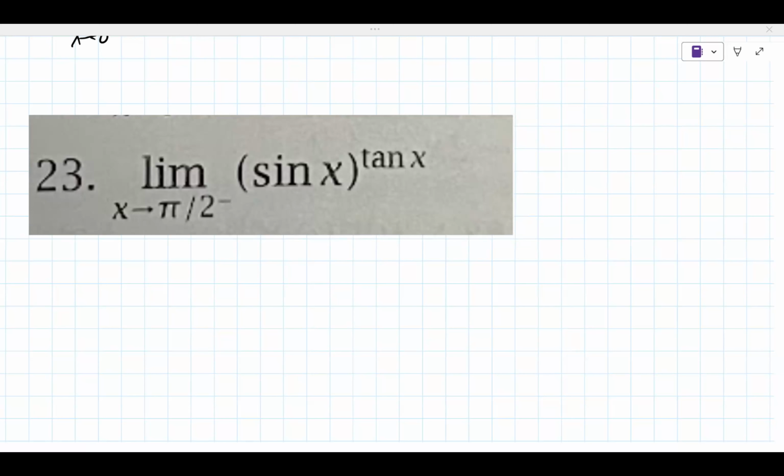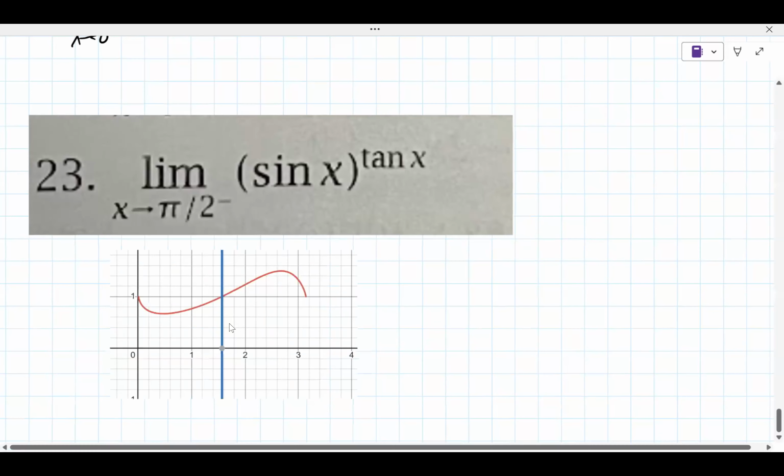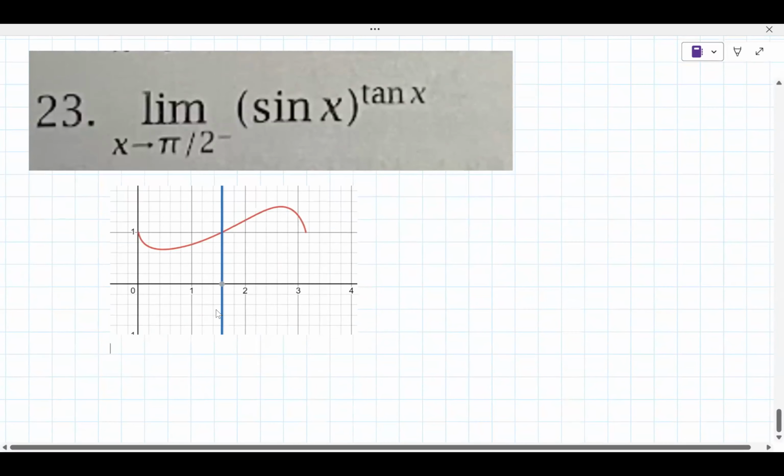Let me grab a snip of this. So here's what the graph looks like. This is pi over 2, the red line, sine x to tangent x. So we know the answer is 1. Sometimes it's really good to know the answer. And it's from the left, not that that matters. The problem is from the right, it's the same.